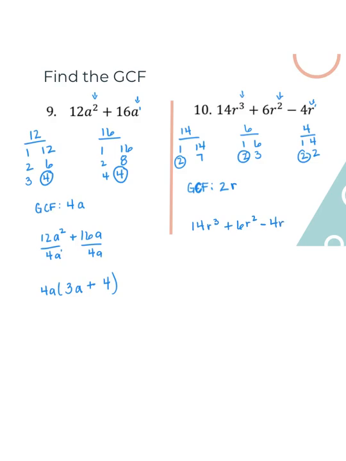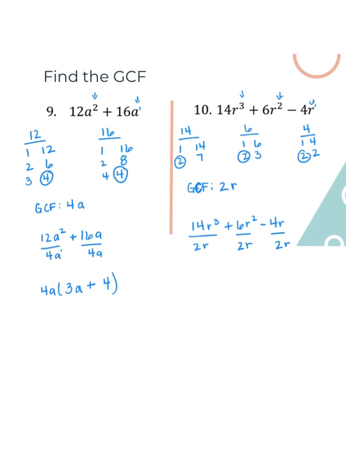Okay, and I'm going to take all of that. I'm going to divide it by my greatest common factor. So I'm going to take this and divide this by 2R. Take this one, divide that by 2R, and take this one and divide that by 2R.